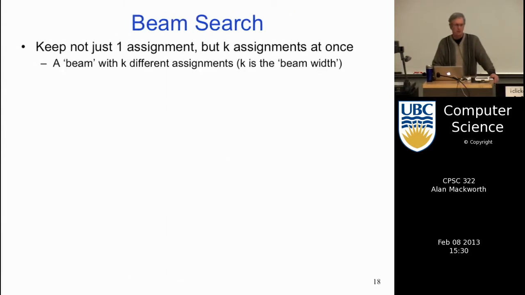Another idea is essentially parallelism. Now we've got multiple cores. Processes are cheap. Imagine keeping not just one best assignment, but k. K is a different k from taboo k. K assignments at once. That's like the beam width. You've got a beam of assignments that you're choosing instead of just a single one.